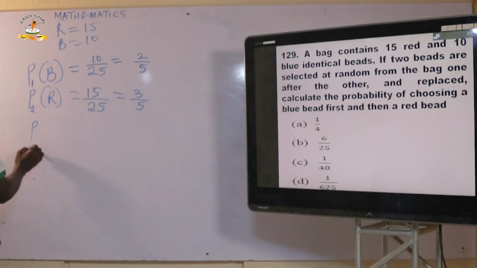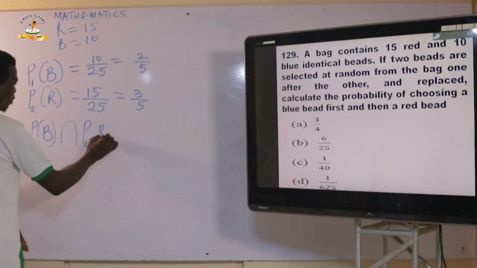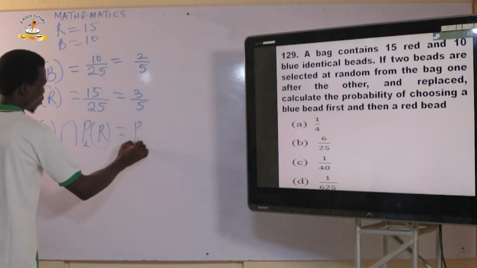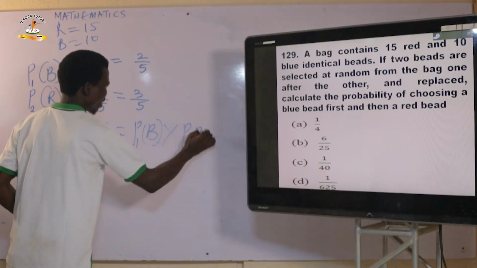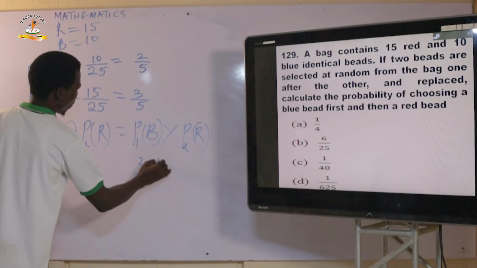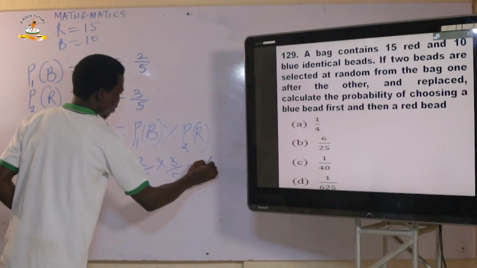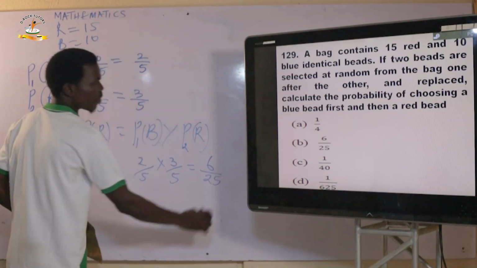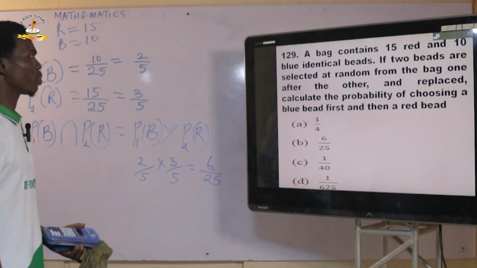Since it is the first blue and then a red, it means what? The probability of the first being blue, and that's the intersection, the second being red, is going to be the probability of the first being blue multiplied by the probability of the second being red. With this, we have 2 over 5 multiplied by 3 over 5. And the solution is going to be 6 over 25. And the correct option is Option B. Our next question.